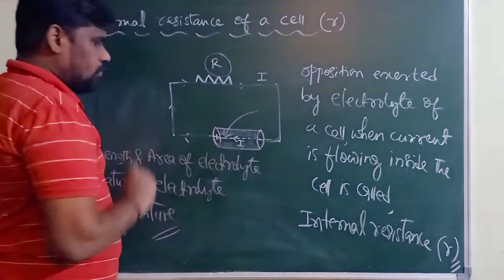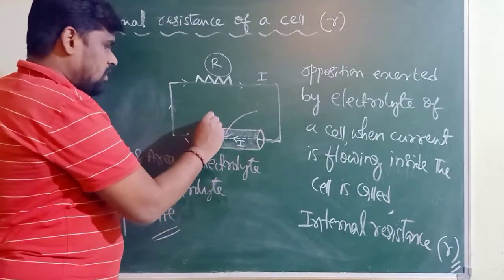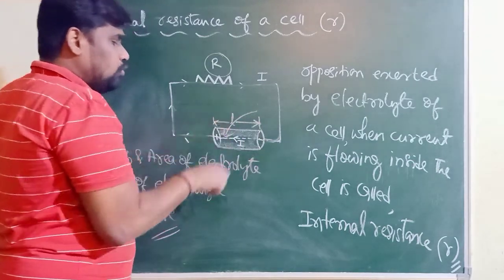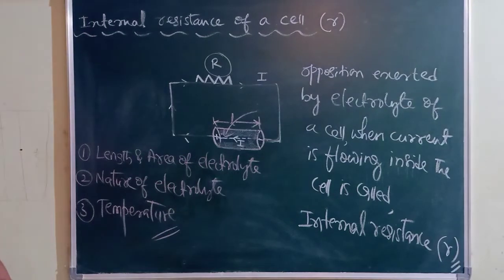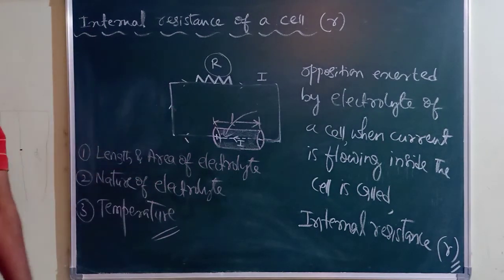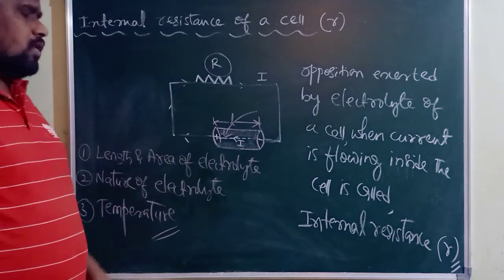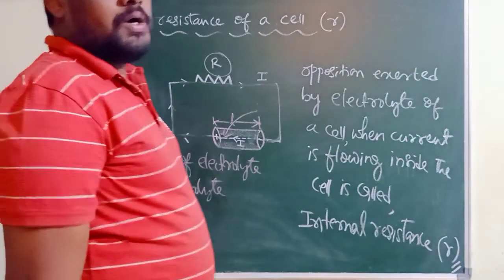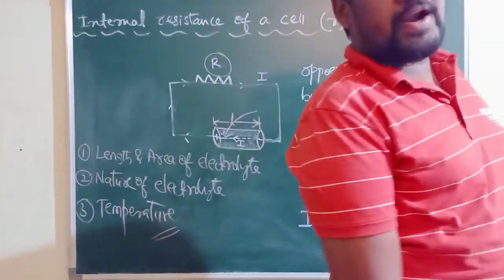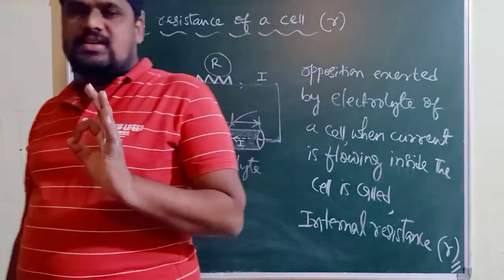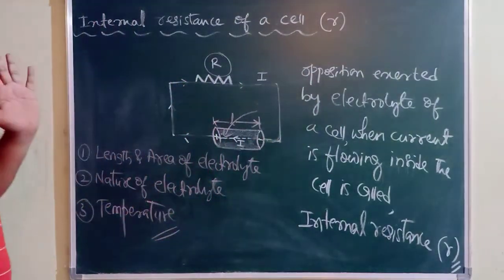This is called the positive electrode. This is called the negative electrode. This is called the distance or length between the two electrodes of the cell. So internal resistance also depends on the distance between the electrodes or length of the electrolyte, the nature of the electrolyte, and the temperature. In order to draw more and more current from the cell, it is desired to have a less value of internal resistance.